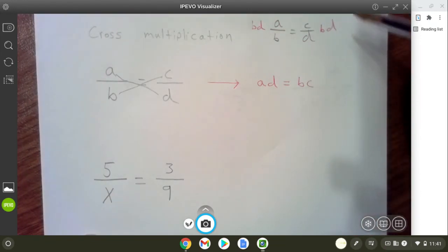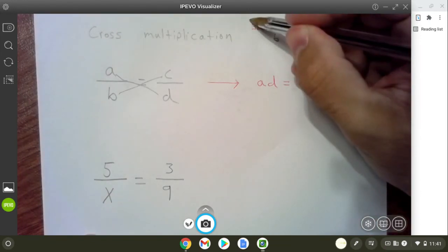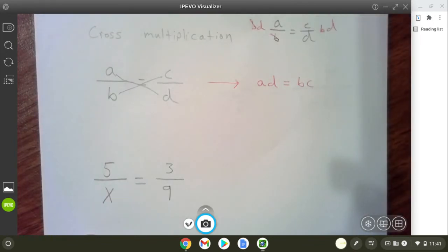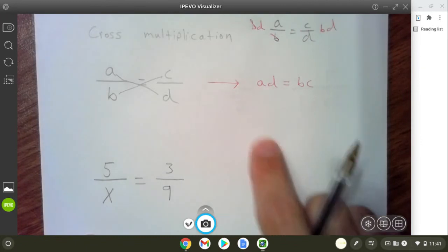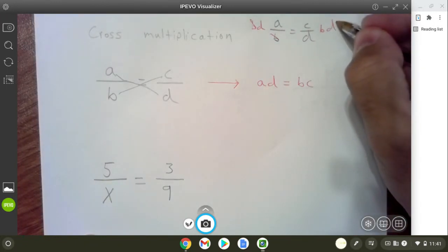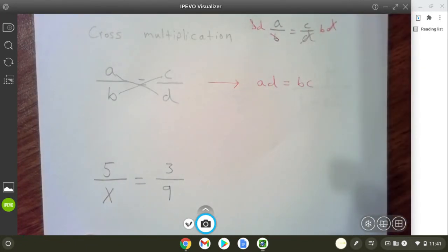So when we multiply by bd on both sides, what happens on the left is that these two b's just cancel each other, and so you're left with a times d. All right, and then similarly on the right side, the d's cancel with each other, and so you're left with b times c. That's why this is happening and why it's true.